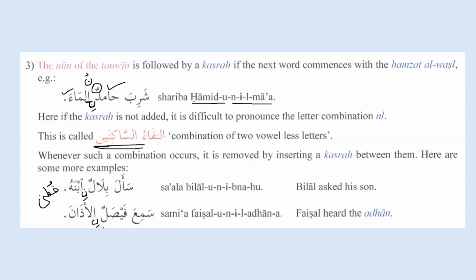Samiya Faisalun al-adhana. Faisal heard the adhan. So we will say Samiya is the verb, and Faisal is the doer, which is the subject, and al-adhana is the object, that is the receiver of the action.